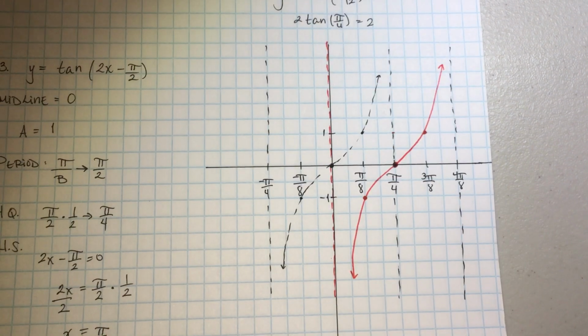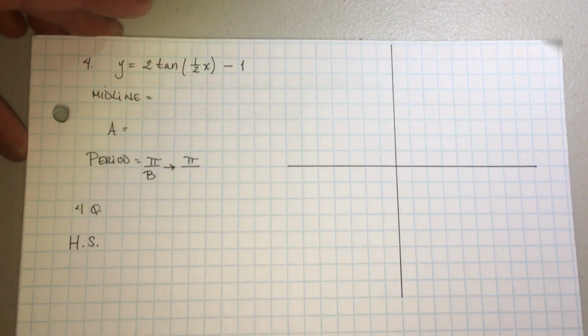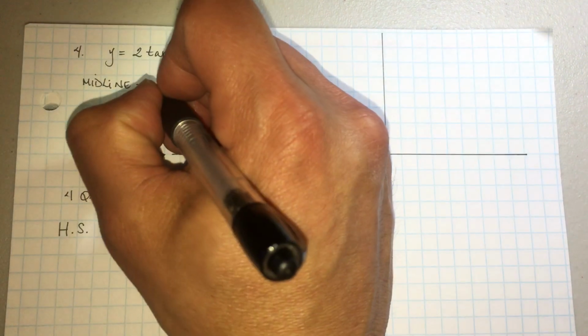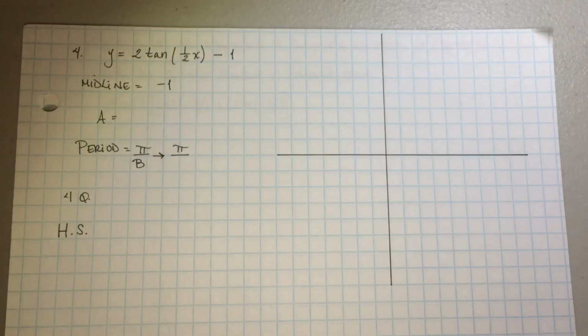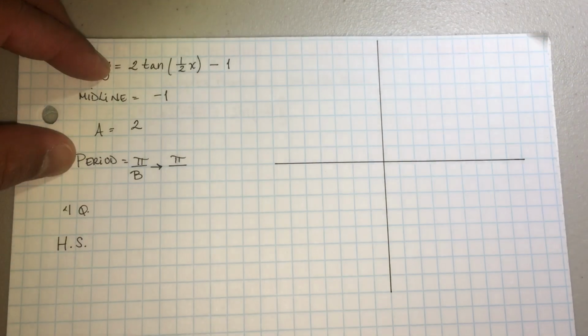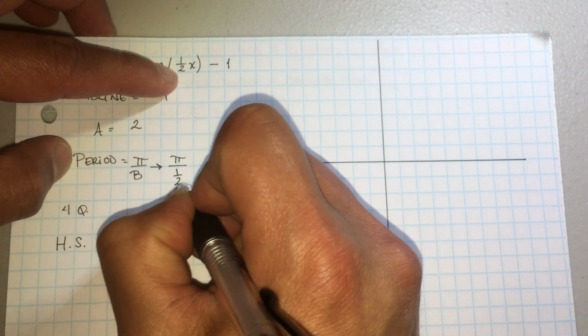All right, guys. Let's see if we can do one more. Throw in a fraction there for you guys. What's my midline? My midline is -1. Cool. What's my amplitude? The number in front of the tangent, that's a 2. What's my period? Pi over, in front of the x, 1/2.